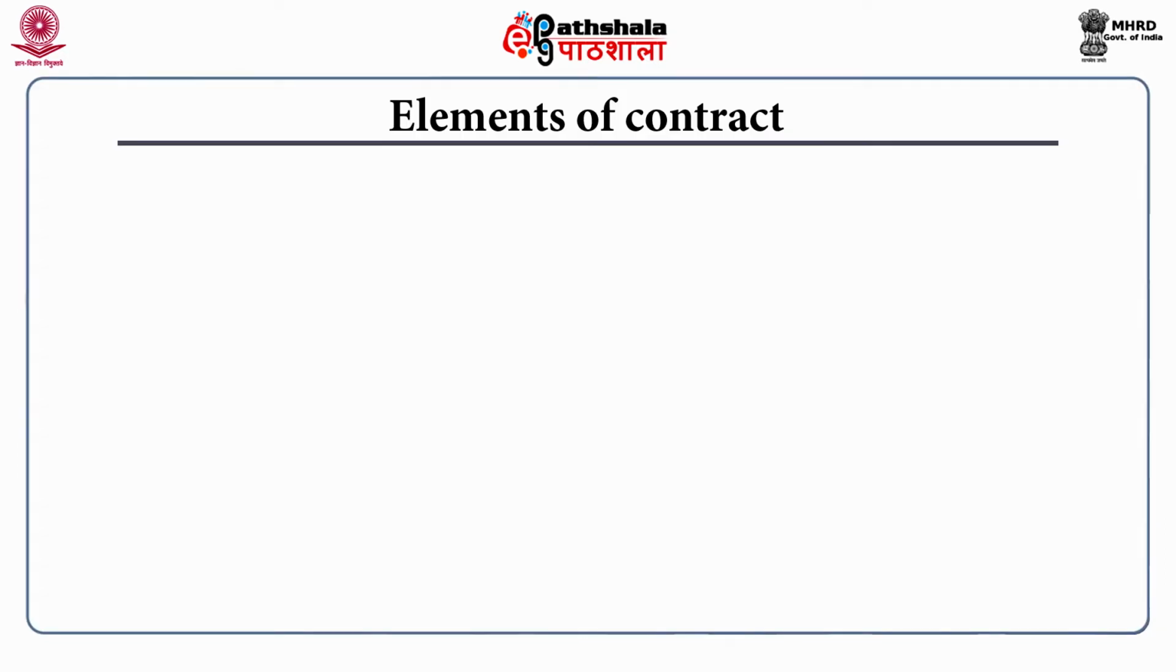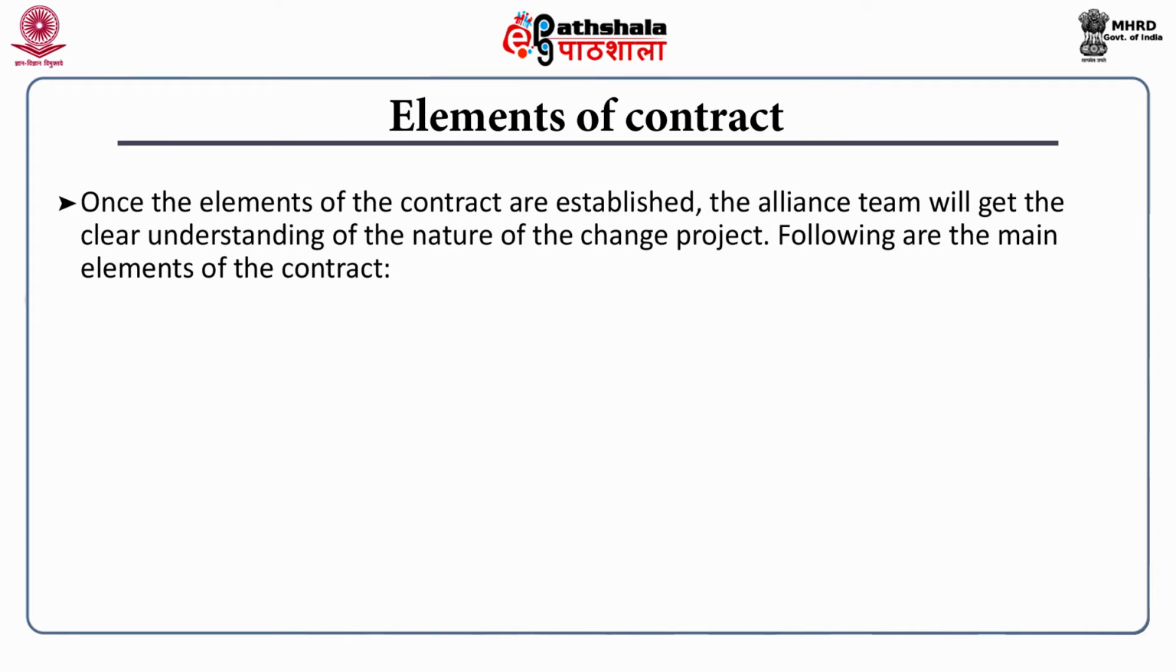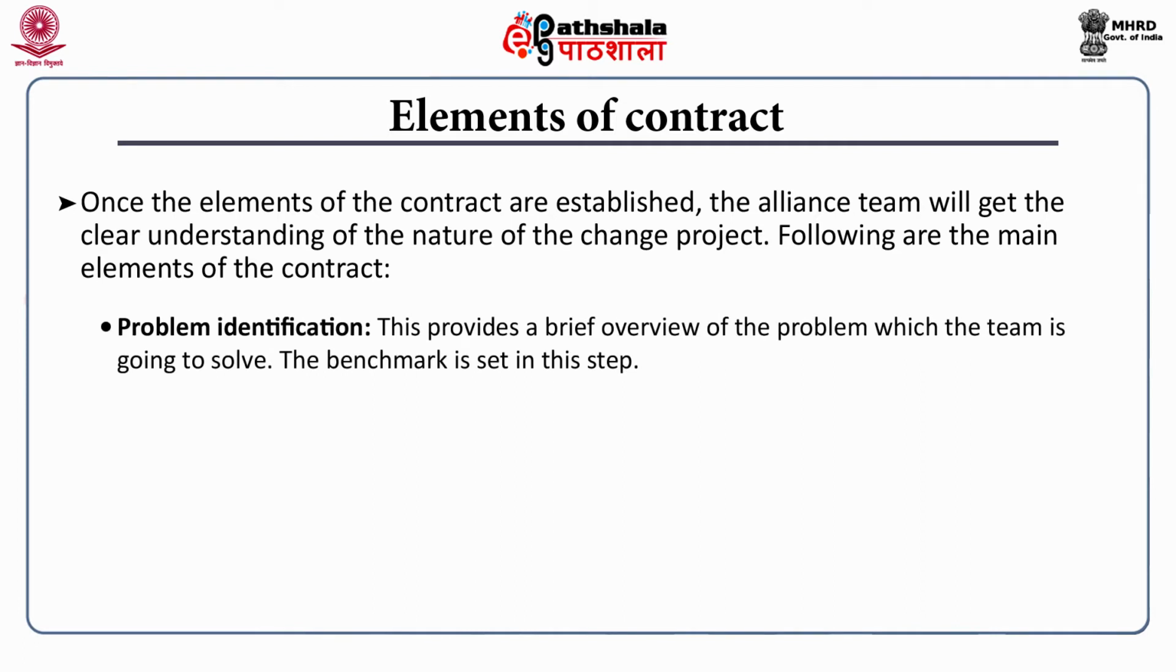Success can occur because contracting clarifies the objectives, places limits on the scope of the project, and realistically allocates time and other resources. Elements of contract. Once the elements of the contract are established, the alliance team will get a clear understanding of the nature of the change project. The main elements of the contract are the problem identification. This provides a brief overview of the problem which the team is going to solve.